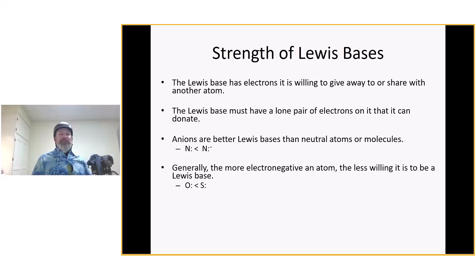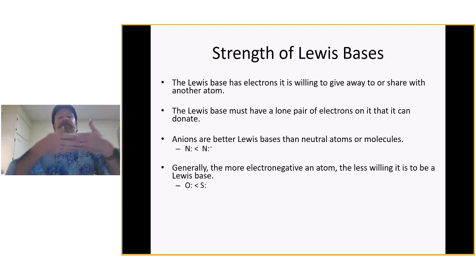Generally, the more electronegative an atom, the less willing it is to be a Lewis base. So sulfur is a better Lewis base than oxygen because sulfur is more willing to get rid of its electrons than oxygen is. Oxygen is greedy. It's very electronegative. Therefore, it holds onto its electrons tighter and is less willing to donate them.